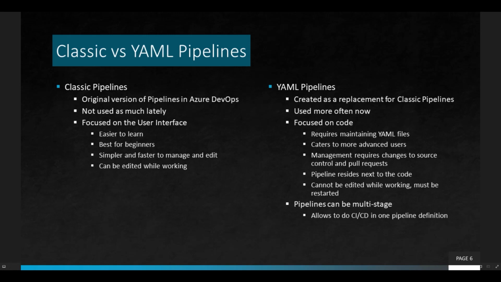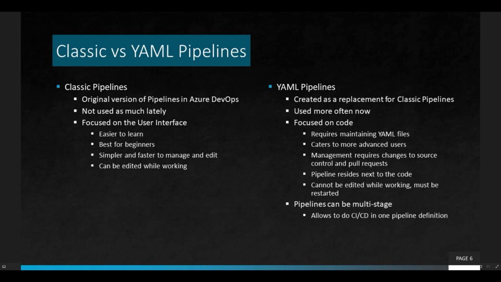The main difference is the classic pipelines focus a lot on the user interface, so all of the changes to the pipeline are done in the user interface. The advantages is that it's easier to learn, it's best for beginners, and it's simpler and faster to manage and edit the pipeline. And if you already started a pipeline, you can edit it while the pipeline is going through the process. While the YAML pipeline is more focused on the code, and it requires maintaining YAML files.